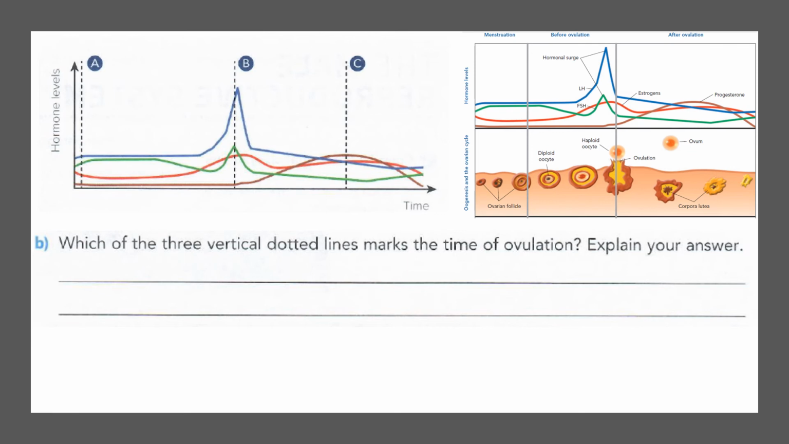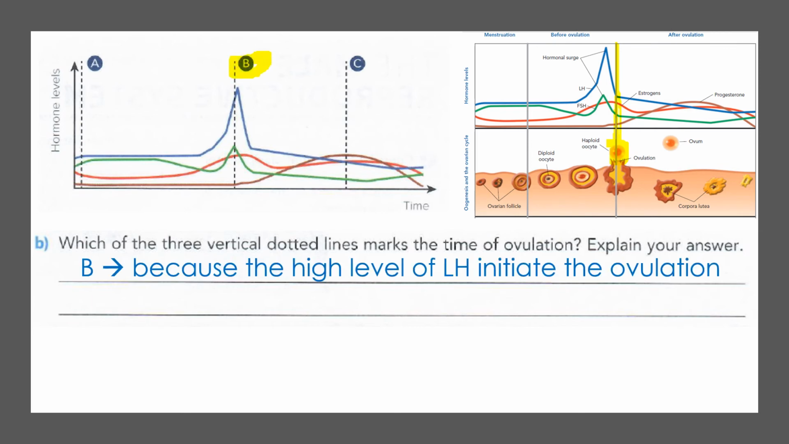The ovulation is happening here, right? And what's happening here? Here, if I go up, which part of my graph in the left side is that one? A, B, or C? It's a little dislocated, but that's okay. So it's B, right? And why? Because the high level of LH initiates the ovulation. Okay, so the high level of LH that we have here stimulates the ovulation.